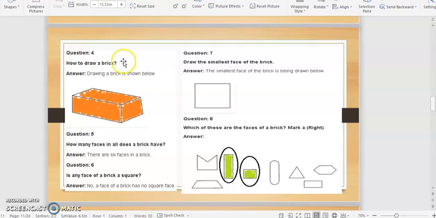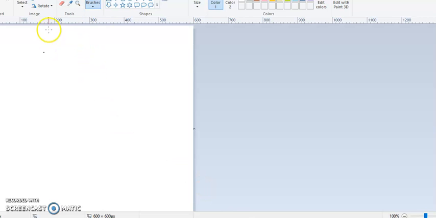Question number 4. How to draw a brick? The way you draw a brick. Now, brick is somewhat like a cuboid. So if you know how to draw a cuboid, you can easily draw a brick. Now let me show you if I can.